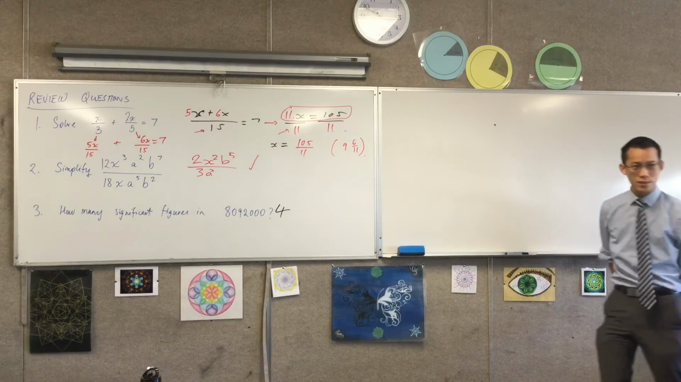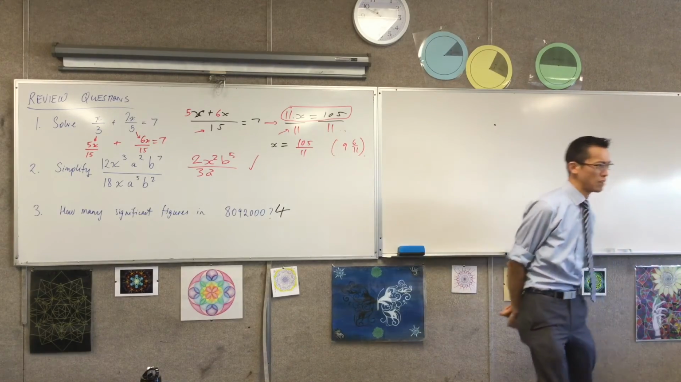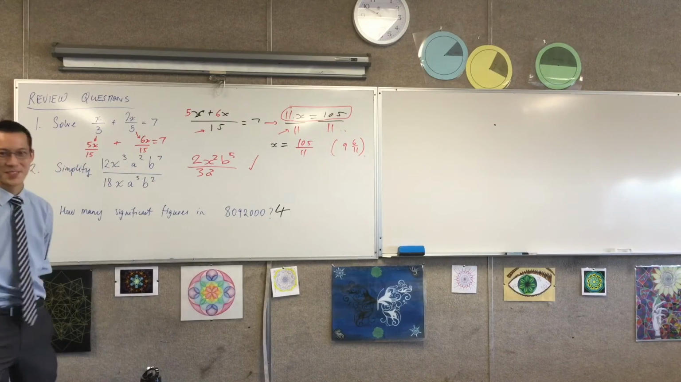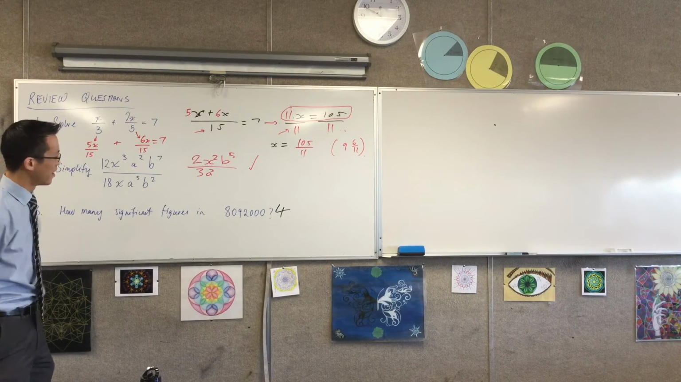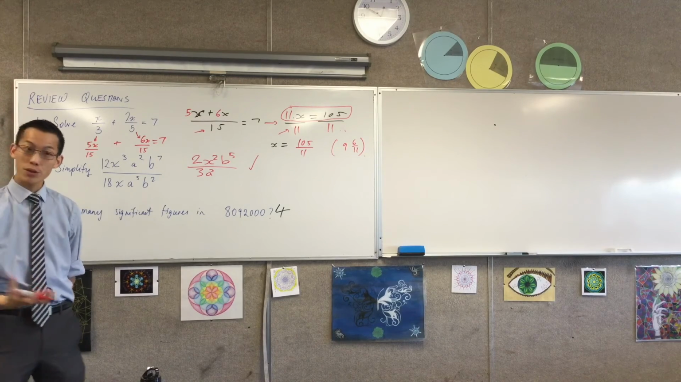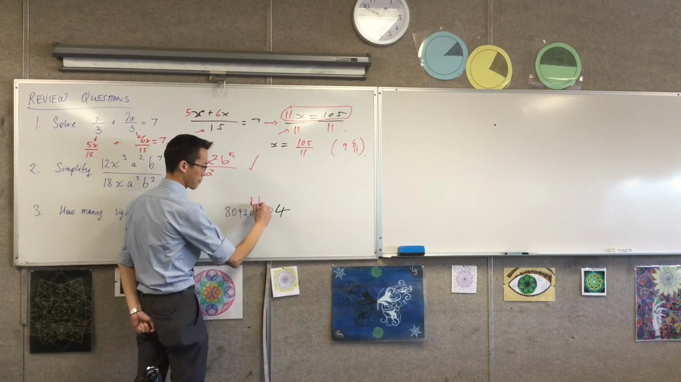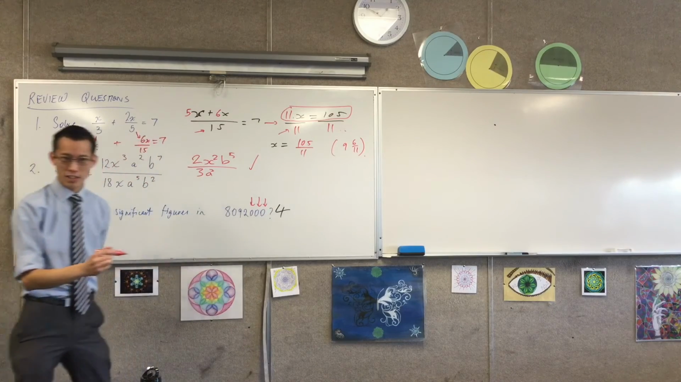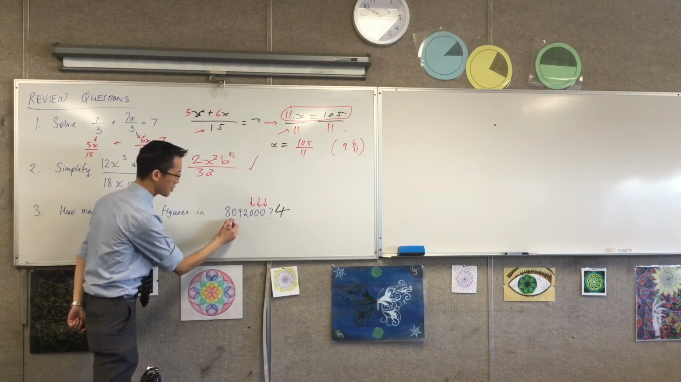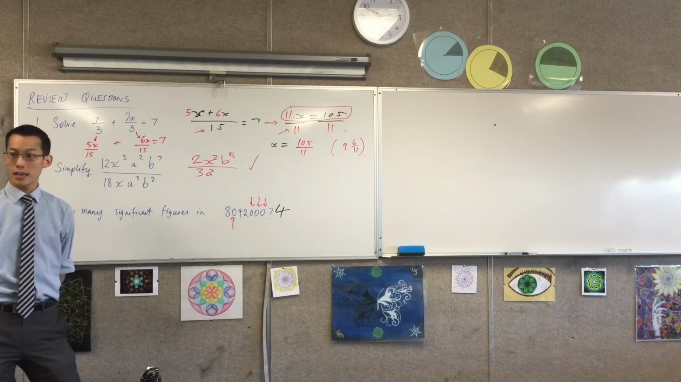How many significant figures? How did you know there were 4? Because there's just 4. Okay. There are 3 zeros, right? These guys, and they don't count. They're not significant. Why aren't they significant? Whereas this guy, you are telling me, is.